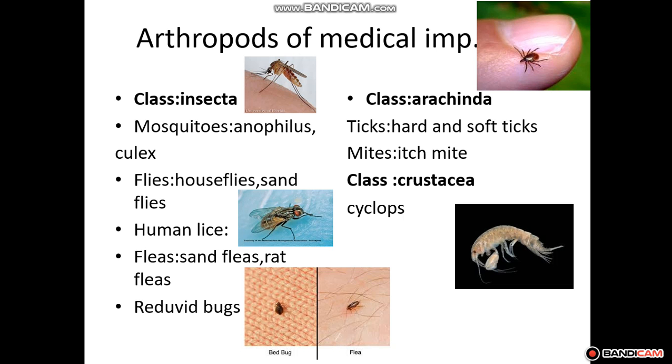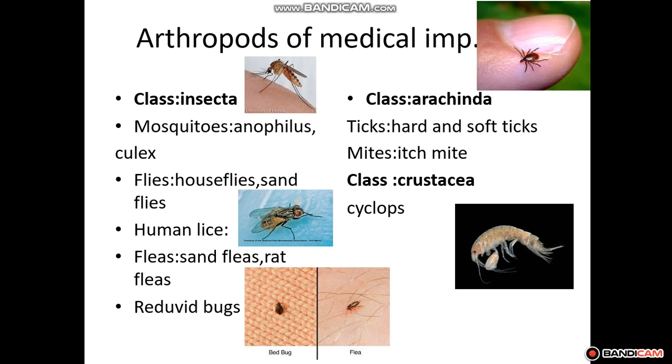Flea is another type, as we told. Fleas are a very small arthropod which jump and get onto the skin, and they also consume blood. So these are the differences between bed bugs and fleas. Next is arachnida. In arachnida there are ticks. You can see the picture of a tick. There are hard and soft ticks, and itch mites. These all ingest blood and cause various kinds of diseases, especially skin diseases and other health issues. Next one is crustacea. Mainly the cyclops come under this crustacea.